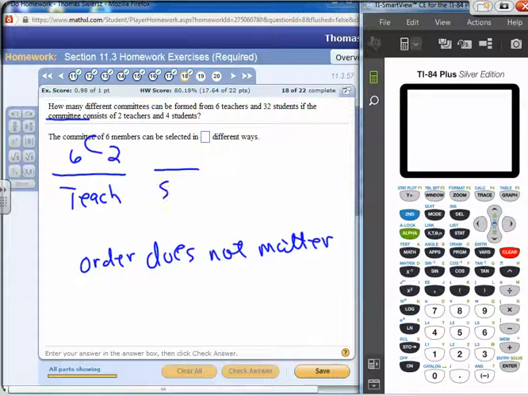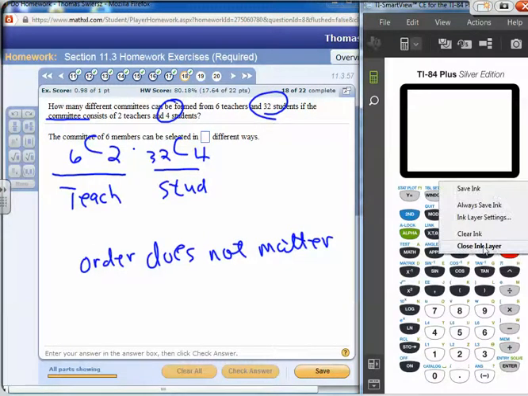Then we've got to select the number of students. Again, same idea, we're selecting 4 students from a total of 32. Again, they're just serving on the same committee, so order does not matter, so it's another combination. So this time the numbers are 32 students, and we're selecting 4, so 32C4. And then to get the total committee of 6 members, we've got to take the number of ways to get the teachers times the number of ways to get the students. So each one we'll do separately, and then our final answer will multiply these 2 numbers together to get the committees consisting of 2 teachers and 4 students. So each combination we can do on our calculator.